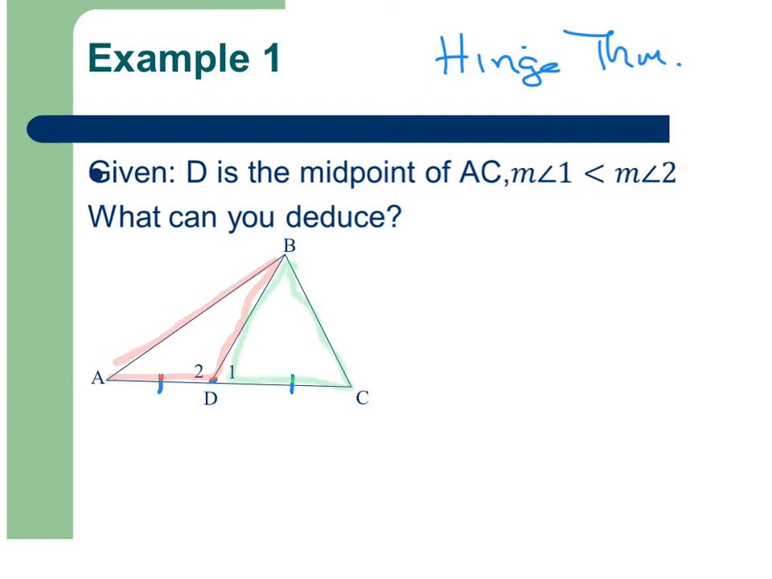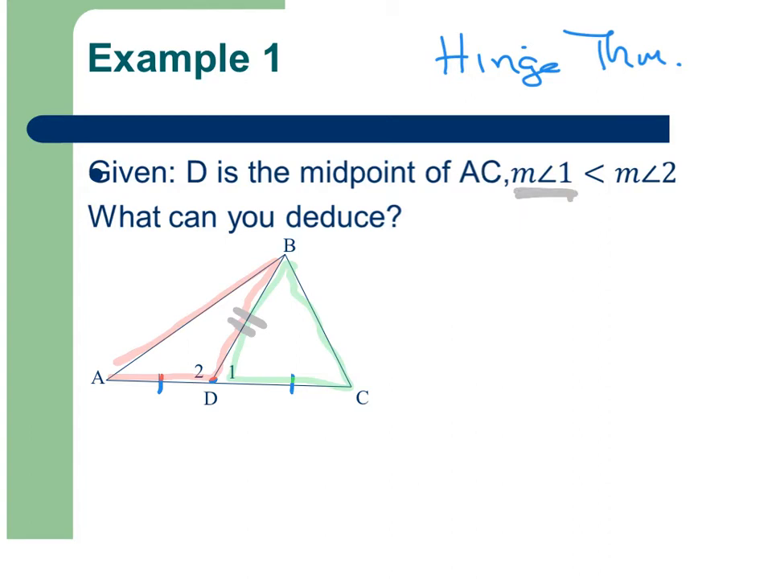Now, in order to use the Hinge Theorem, we need to find 2 sides that are congruent. Well, I've got the one from the midpoint, and then I have the other side from the reflexive side. So now I'm going to look to see, and they're also telling me that the measure of angle 1 is smaller than the measure of angle 2.